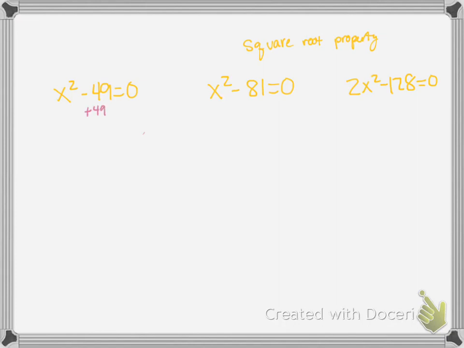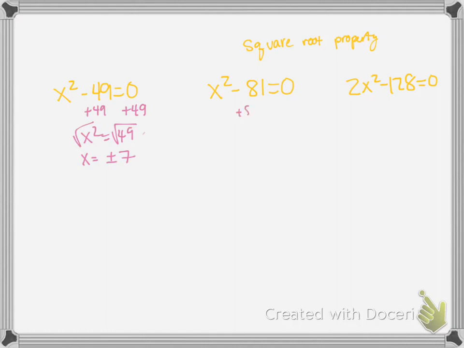So I'm getting x by itself, so I'm going to add 49. Opposite of squaring is square rooting. So x is going to equal plus or minus 7, the positive 7 and negative 7. Because it's a U shape, you have to have the positive side and the negative side.